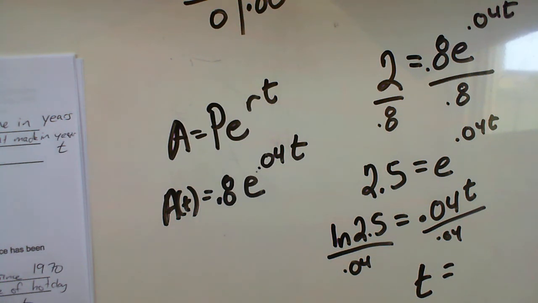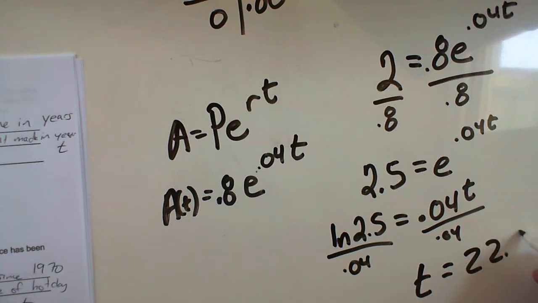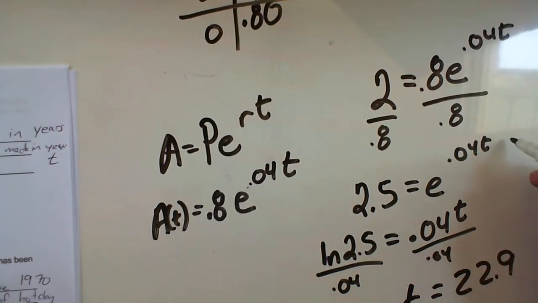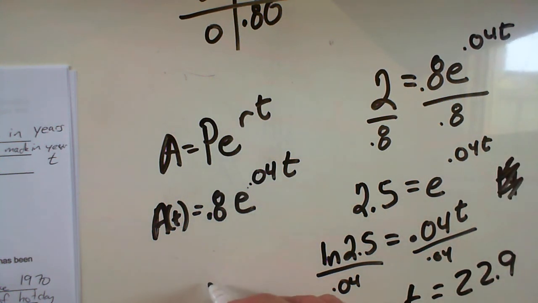22.9 years. So we'll say that t is 23. And so the price of a hot dog reached $2 in 1993.